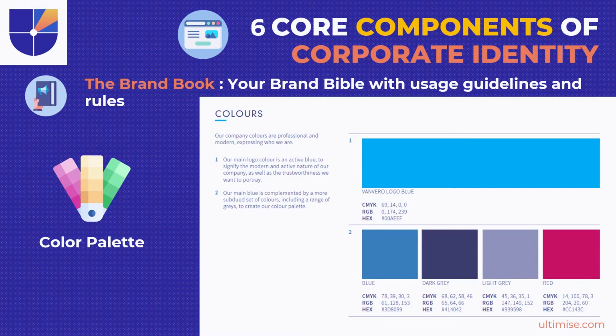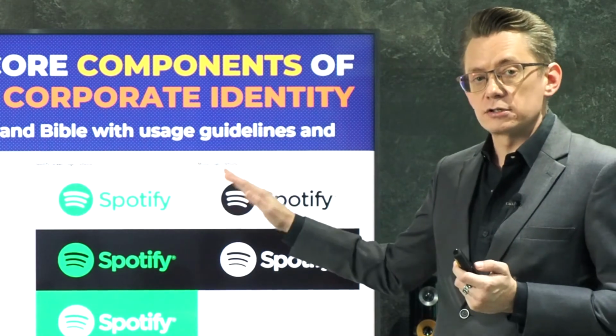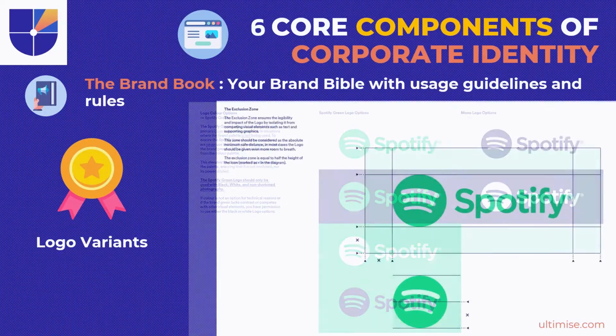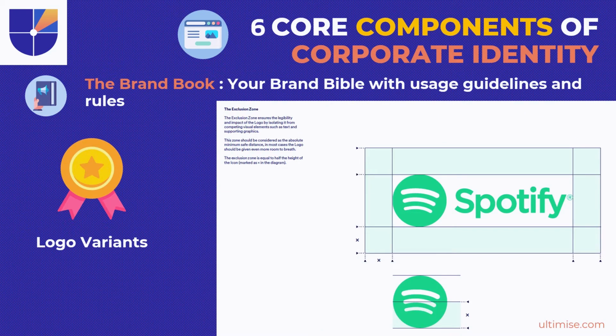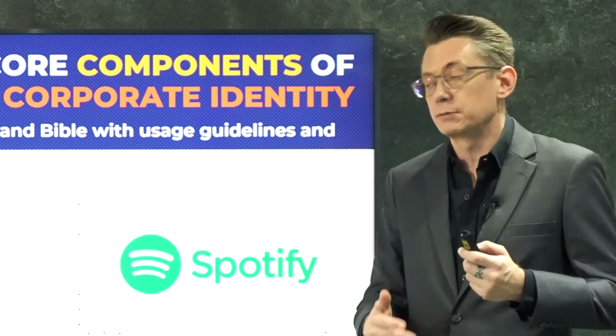And it needs to have your logo variants, as in this example from Spotify. Again, you can see the different variations of their branding usage or their logo usage. And also you can see here you need to have what they call the blank space or exclusion zone around the logo. Those are part of the guidelines that need to be in your brand book.